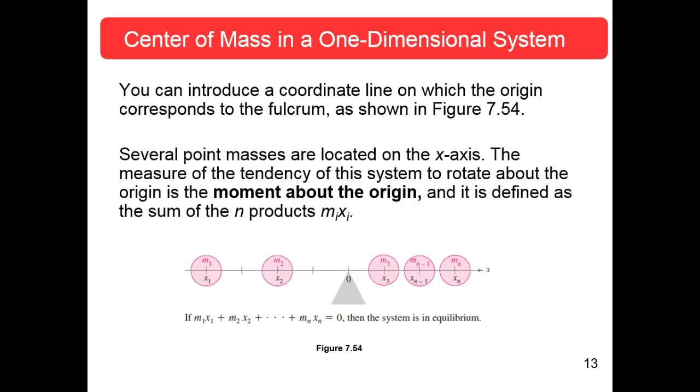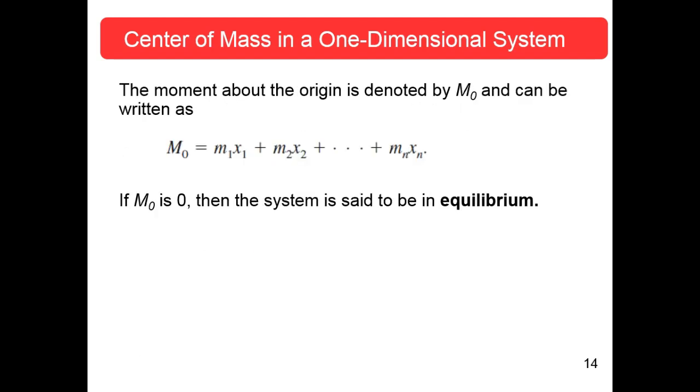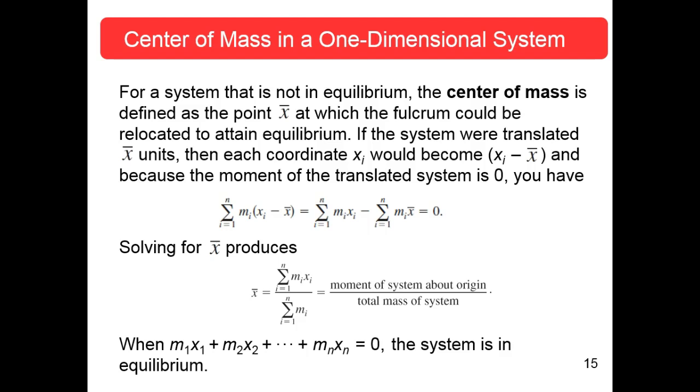Okay. Any questions on that? All right. The moment about the origin is denoted by M sub O for origin, and can be written as the moment is m1 x1 plus m2 x2 plus m3 x3 up to mn xn. If that moment is 0, the system is in equilibrium. If it's not 0, it's tilted one way or another. If it's negative, it's tilted this way. Positive, it's tilted that way. All right. Make sense?